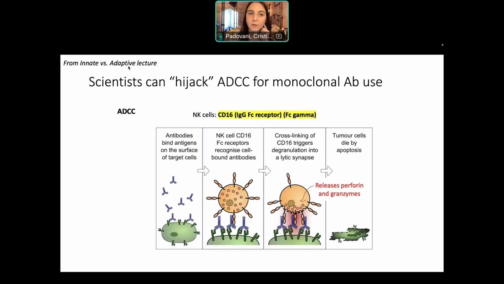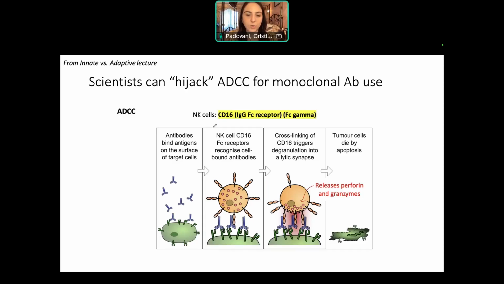Okay, and then from here, how can we then target cancer cells if they have all these ways of evading us? So this slide is from the innate versus adaptive lecture. I want to talk about antibody-dependent cellular cytotoxicity. This is where scientists can hijack this idea of antibody-dependent cellular cytotoxicity for monoclonal antibody use.